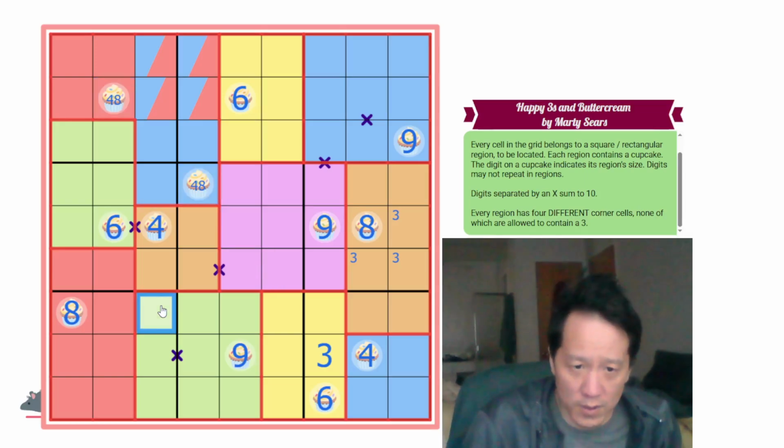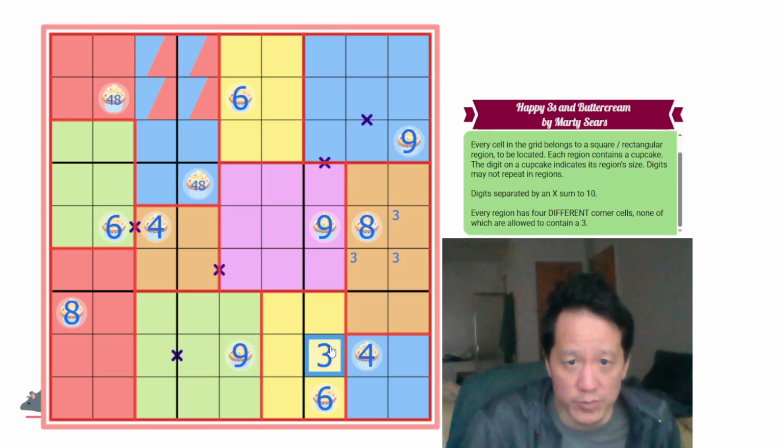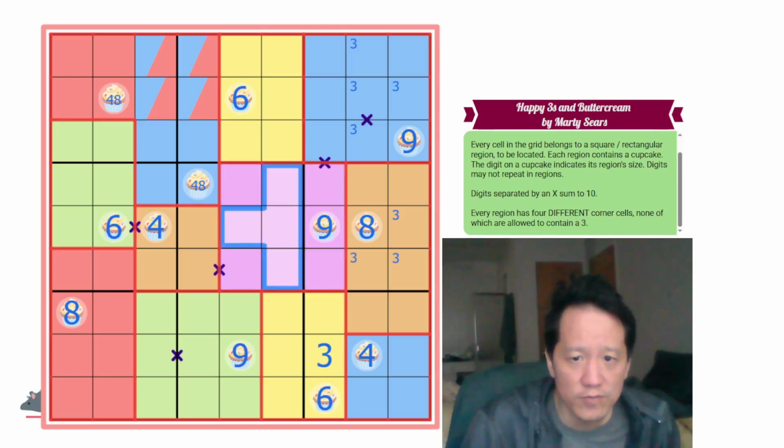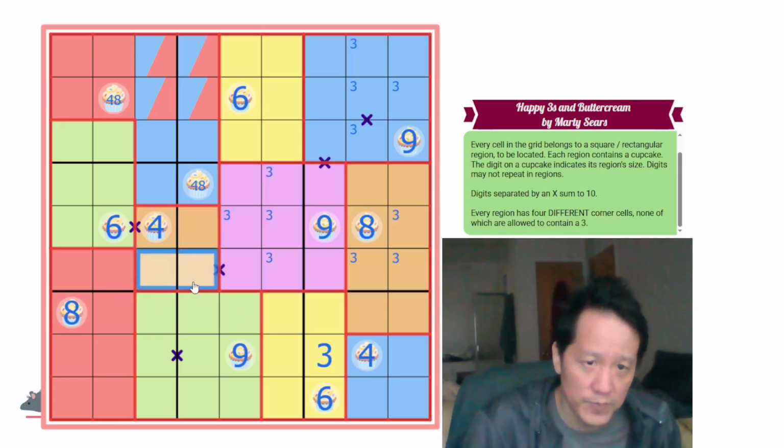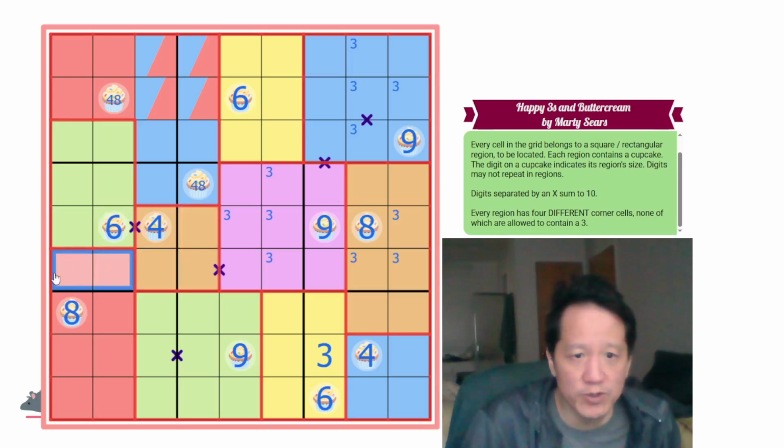Now we check where the 3s can be. 3 cannot be here, 3 cannot be here, but 3 could be any of these. 3 can't be here, 3 can't be here, but 3 could be any of these. These can't be 3. This can't be 3, that's a corner. These are all corners. This is a corner, so one of these two is a 3, which means this can't be 3. 3 cannot be in any of these.